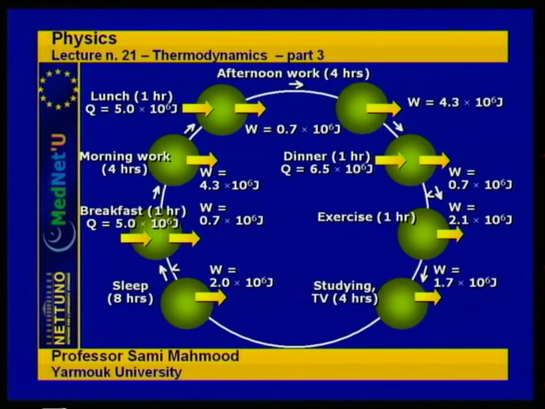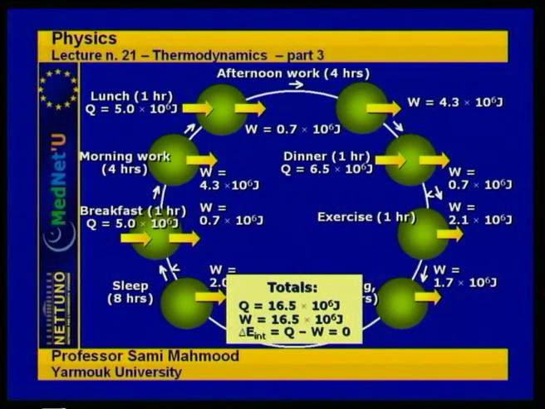And after that, suppose that the human being goes through exercise for 1 hour, spending 2.1 million joules. And finally, during the evening time of watching TV or reading or studying, suppose that this time, with the breathing and regular motion of the human body, spends 1.7 million joules.